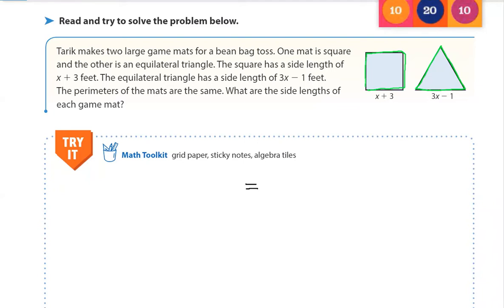Okay, so these two mats are going to be equal, the square one and the triangle one. But it's not just saying this side is equal to this side. No, no. It says the perimeters of the mats are the same. So the perimeters of these mats. So you need to do the whole perimeter, the whole distance around the outside.